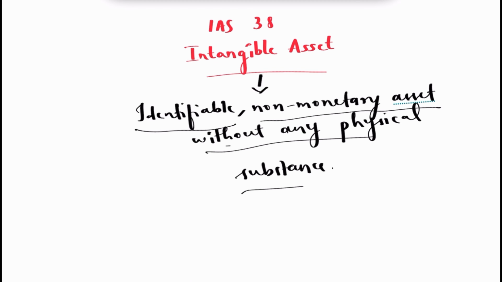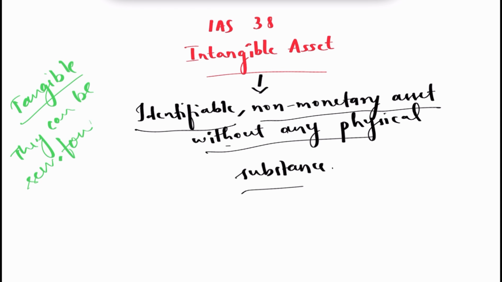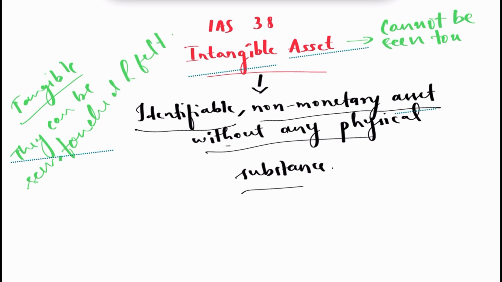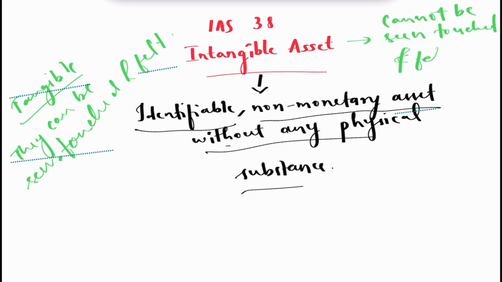What is the difference between tangible asset and intangible asset? Tangible assets can be seen, touched and felt. Okay, so intangible assets cannot be seen, touched and felt. Okay, this is the in short meaning of tangible and intangible asset. So intangible asset comes under IAS 38 and it defines intangible asset as an identifiable non-monetary asset without any physical substance.